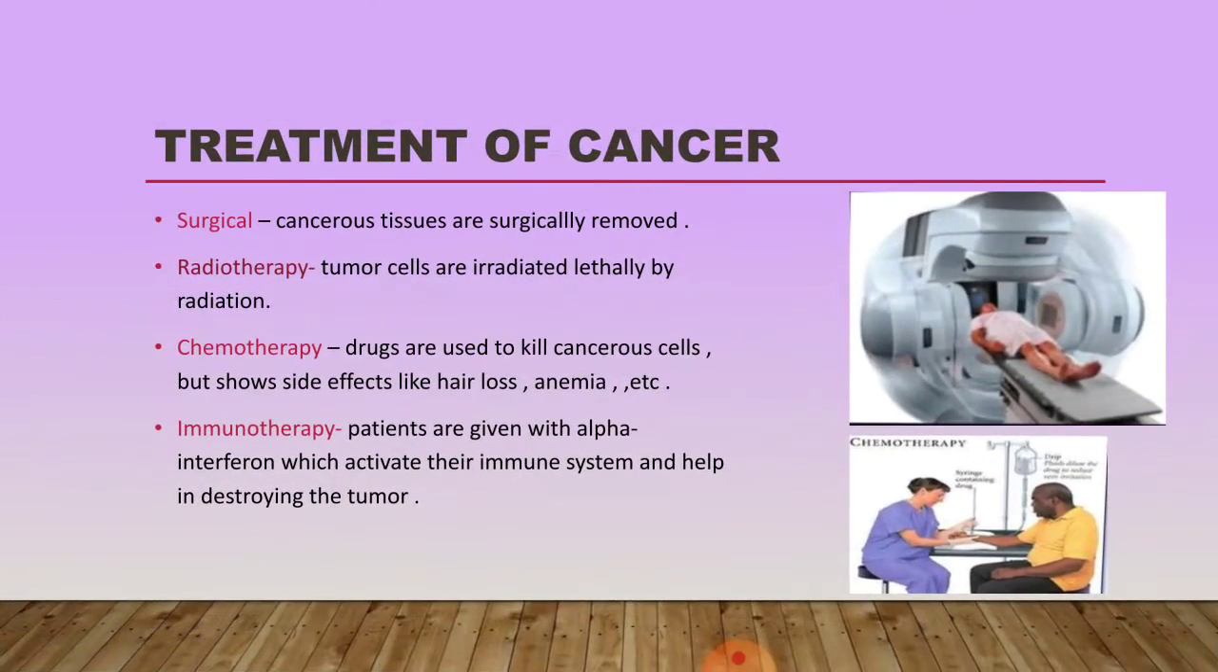How can we treat cancer? There are four treatments of cancer: surgical treatment, radiotherapy treatment, chemotherapy treatment, and immunotherapy treatment. In surgical treatment, cancerous tissues are surgically removed. In radiotherapy treatment, the tumor cells are irradiated lethally by radiation. Chemotherapy treatment: drugs are used to kill the cancerous cells but show side effects like hair loss, anemia, etc. In immunotherapy, the patients are given alpha interferon which activates their immune system and helps in destroying the tumor.